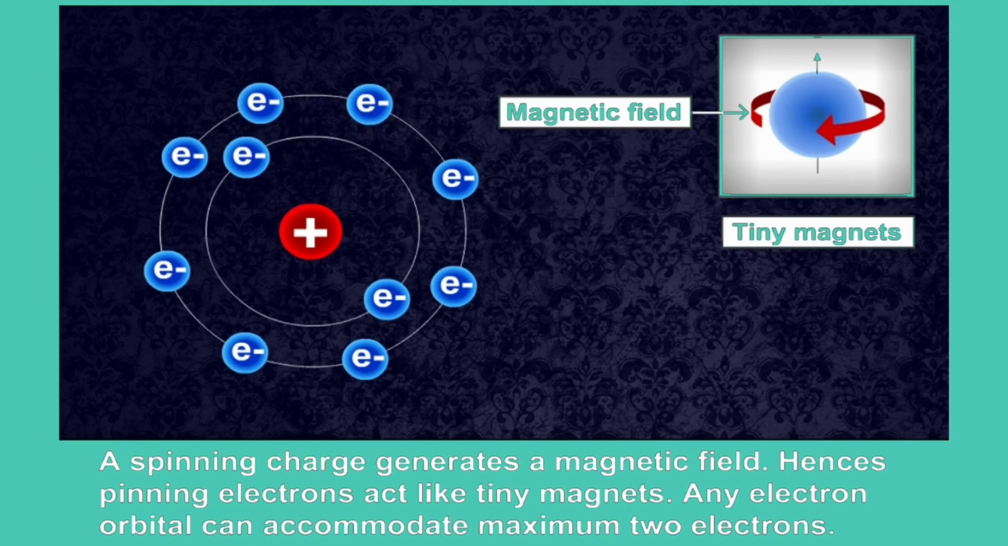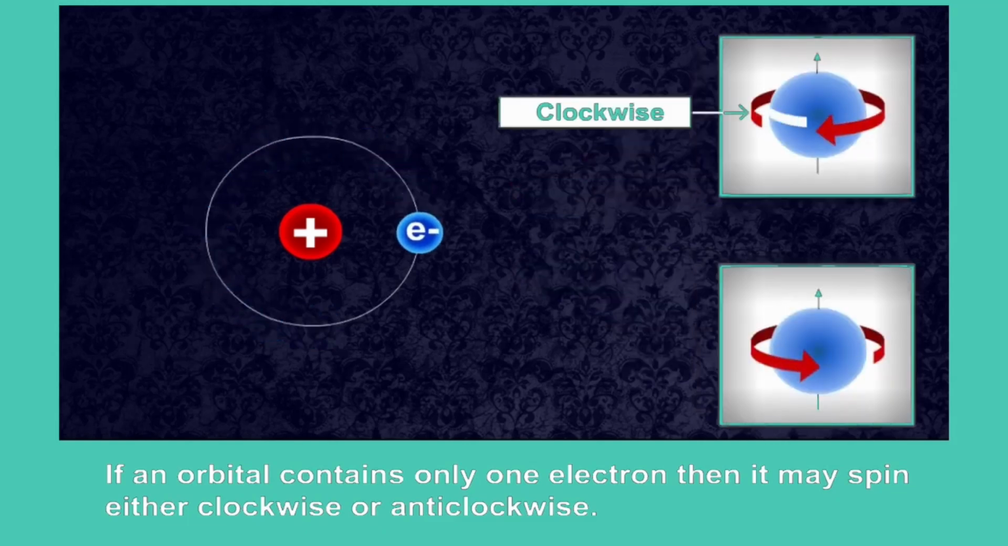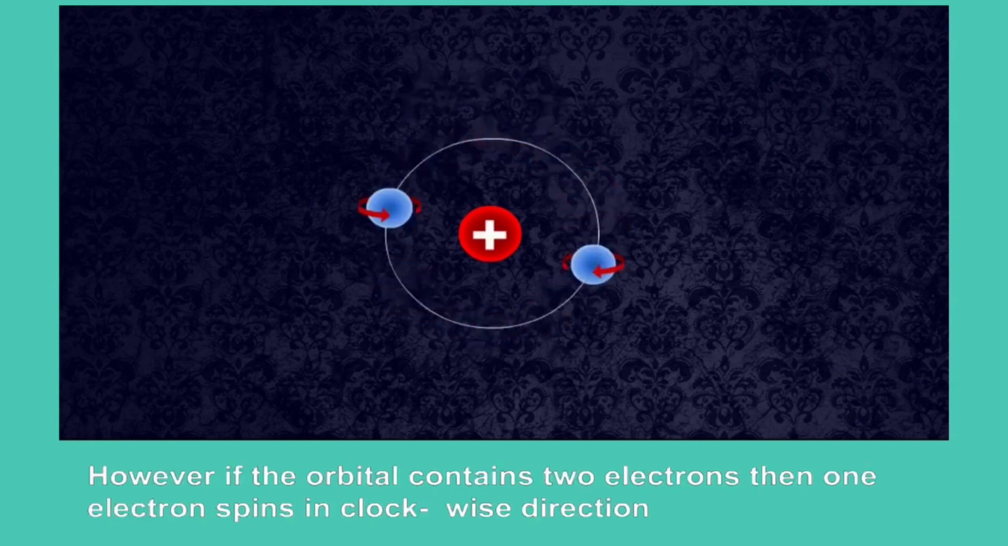Any electron orbital can accommodate maximum 2 electrons. If an orbital contains only one electron, then it may spin either clockwise or anti-clockwise. The unbalanced spin exhibits magnetism.